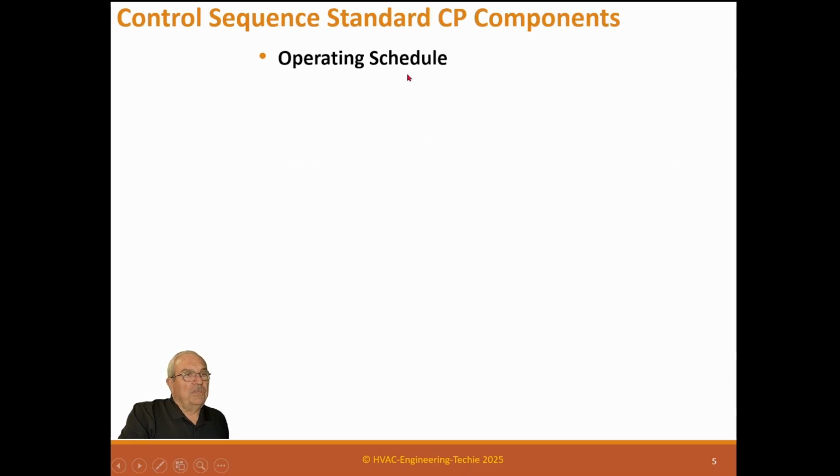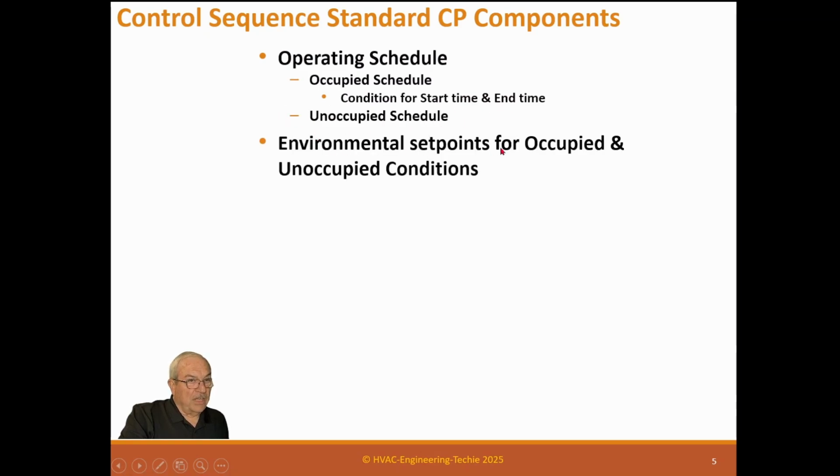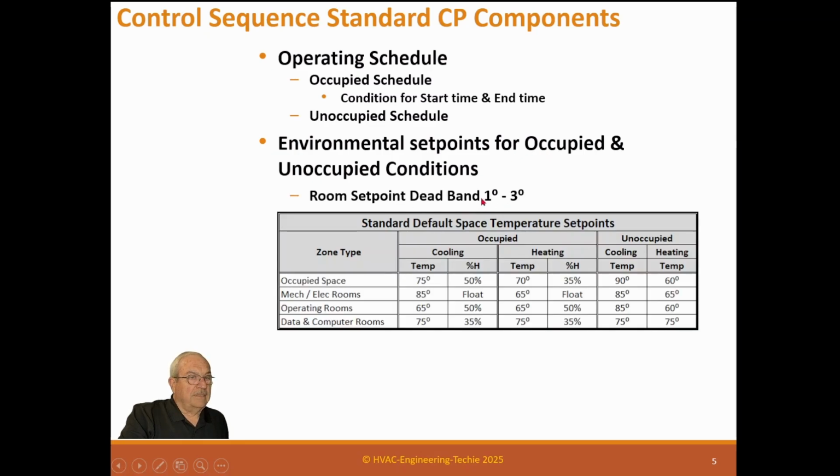All right, what should be in a standard central plant chilled water sequence? Well, operating schedule. It should have an occupied schedule, conditions for start and end time. An unoccupied schedule. It should have environmental set points for occupied and unoccupied conditions. Room set point dead bands, 1 to 3 degrees, or chilled water or hot water dead bands.